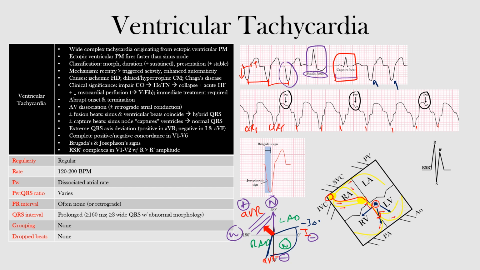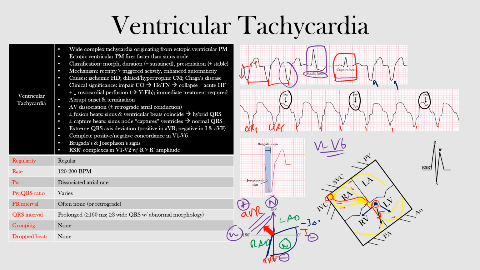Now, with VTach, if you see complete positive or negative concordance in the precordial leads, so that's leads V1 through V6, this could be a helpful clue. In other words, we're seeing all positive R waves throughout the precordial leads without any RS complexes, or we're seeing all negative QS complexes throughout the precordial leads, okay? So this is concordance in leads V1 through V6 that may suggest VTach, okay? So they're all going in the same direction in leads V1 through V6. We call that concordance.